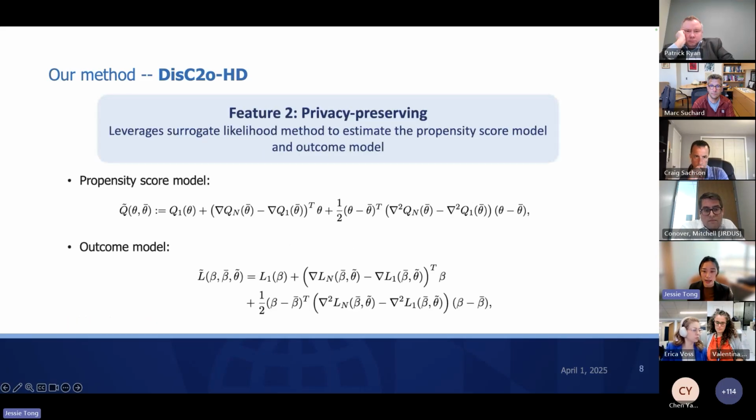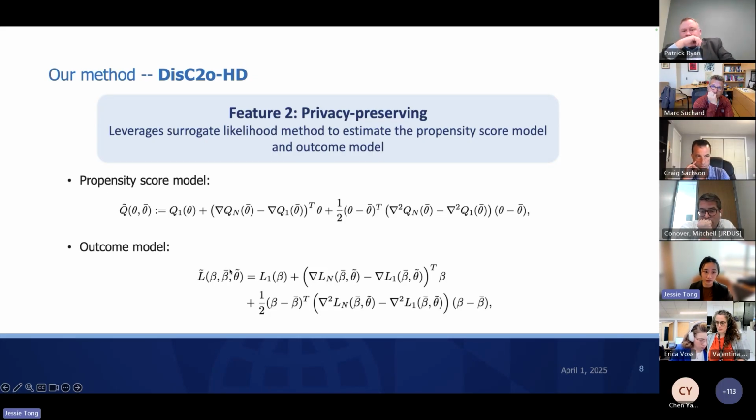The second great feature of our proposed method is that it is privacy preserving, because as I mentioned, in real-world settings, patient-level data sometimes cannot be pooled together. So here we leverage the surrogate method, and we want to build the surrogate likelihood function for both the propensity score model and the outcome model. The major idea is to take the Taylor expansion: for the propensity score model, we take the Taylor expansion based on theta bar, and for the outcome model, we take the Taylor expansion at the initial value beta bar.